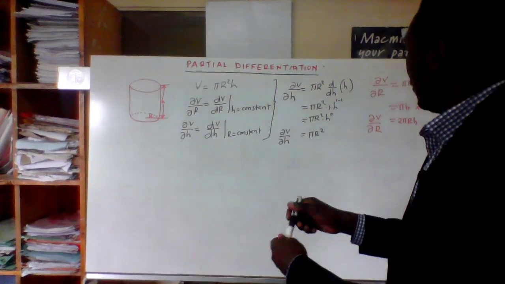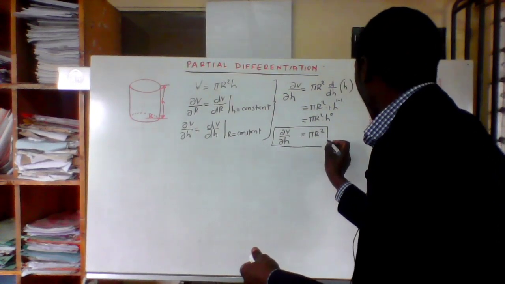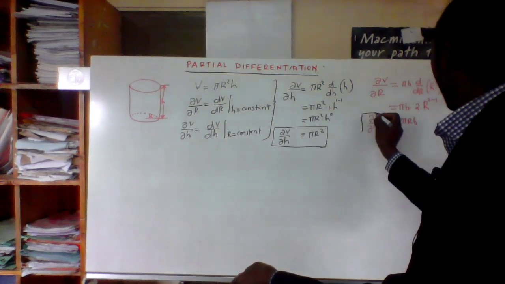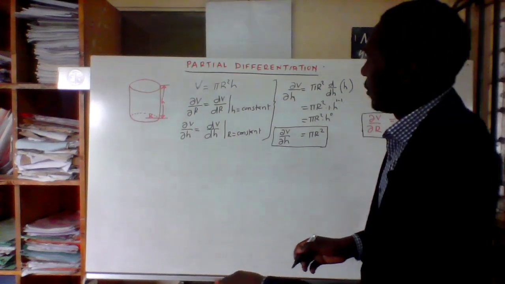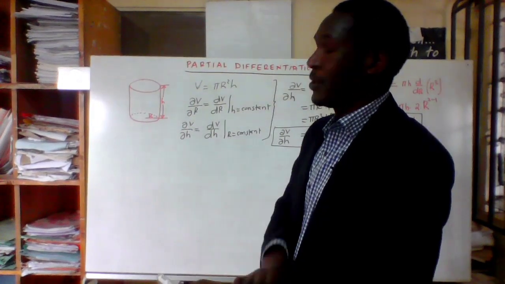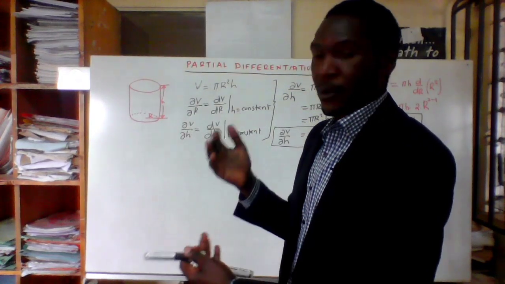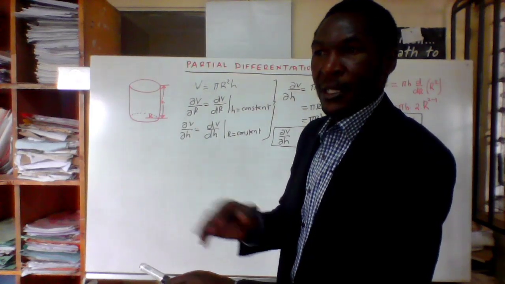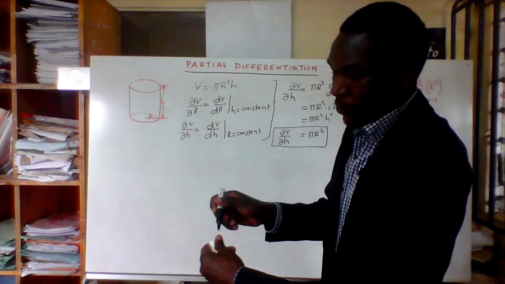So both these two are what we call partial derivatives of V: first with respect to h, keeping r constant, and second with respect to r, keeping h constant. That's what we call partial differentiation. And in partial differentiation, the rules of differentiation still hold. That is the product rule, the quotient rule, and the chain rule. All those rules of differentiation will apply. Let me give you one example.